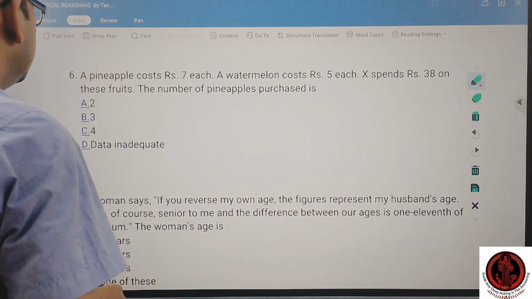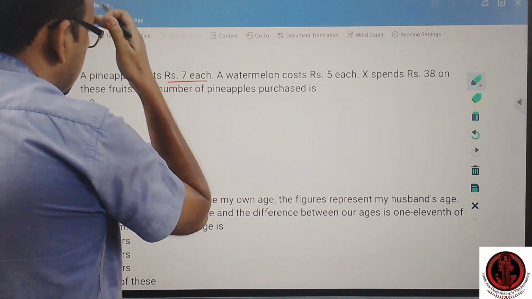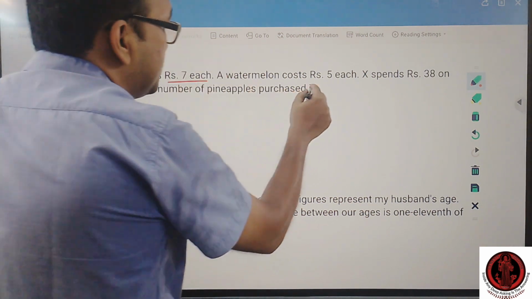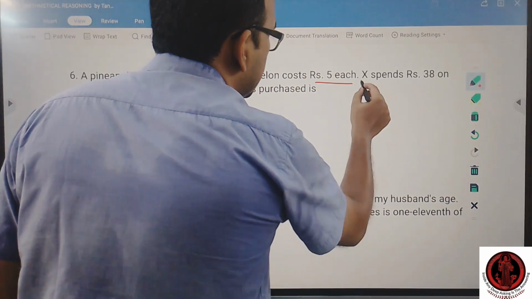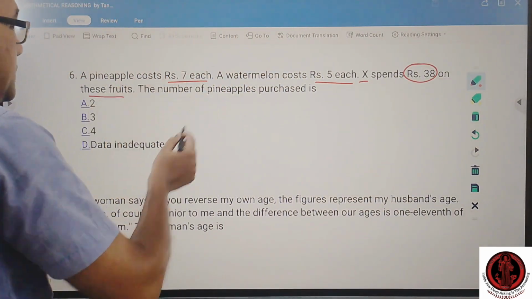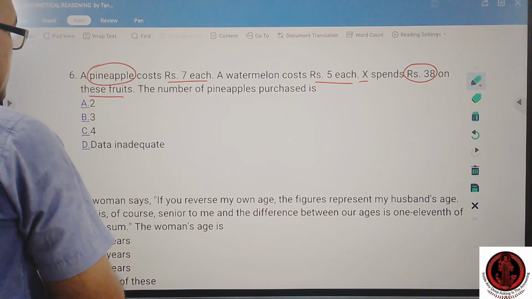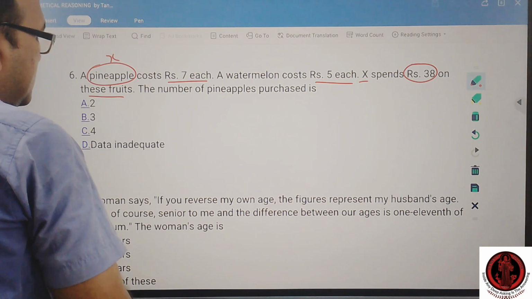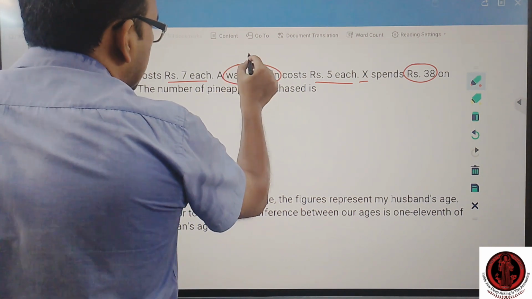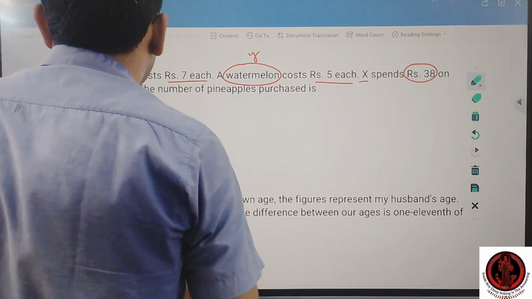Okay, next question number 6. A pineapple costs 7 rupees each, and a watermelon costs 5 rupees each. X spends rupees 38 on these fruits. So two types of fruits are there. Pineapple: suppose X pineapples are there. Watermelon: suppose Y watermelons are there.